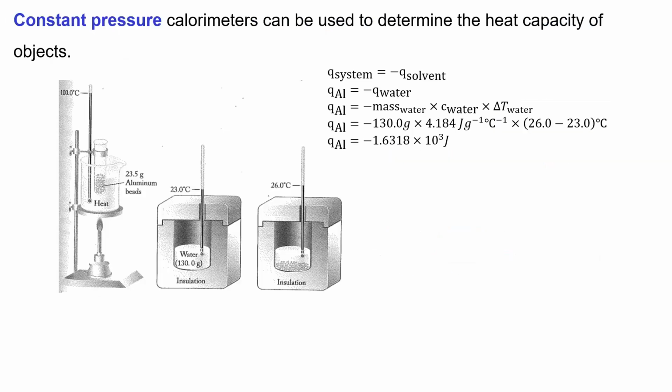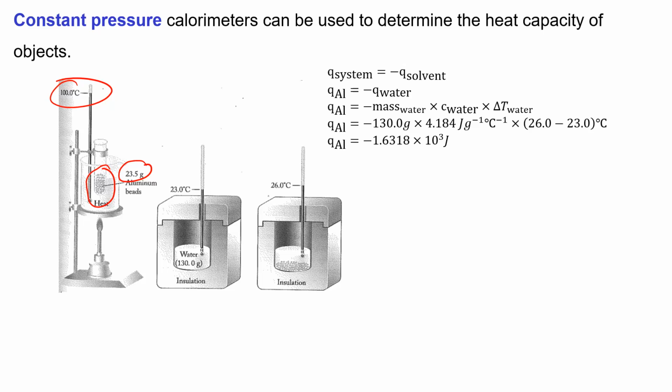A common use for a constant pressure calorimeter is to determine the heat capacity of an object. So this next couple of slides illustrates how we might do this. What we've got here is a sample of aluminum beads, 23.5 grams, and they're sitting in a test tube that is immersed in some boiling water. That is, the aluminum beads are being heated up to 100 degrees Celsius.